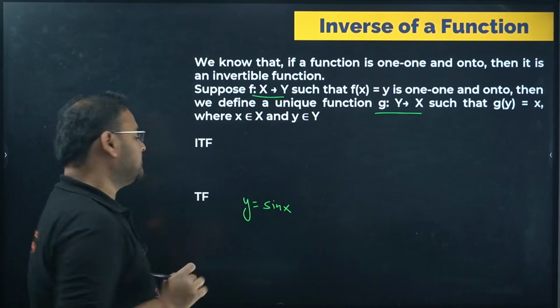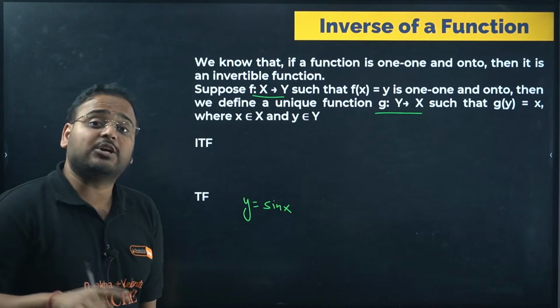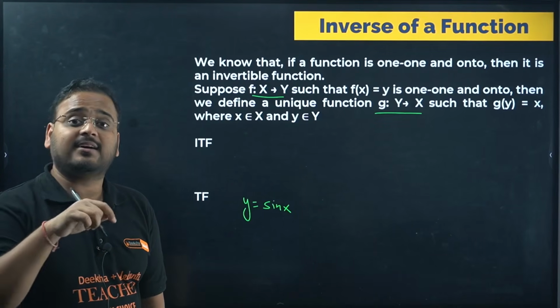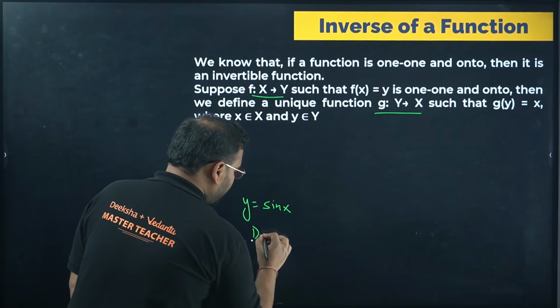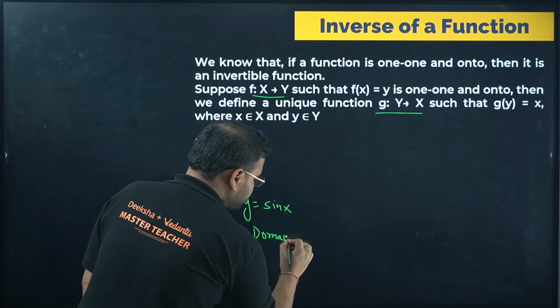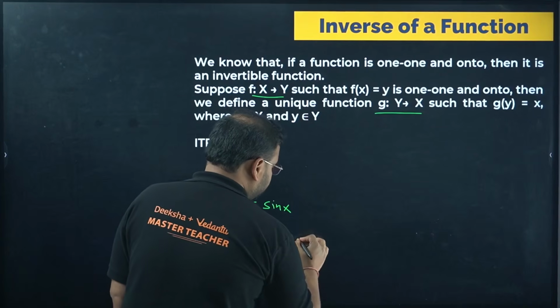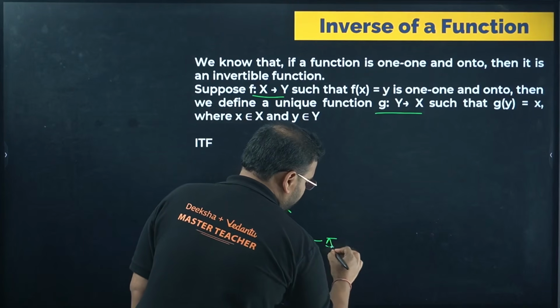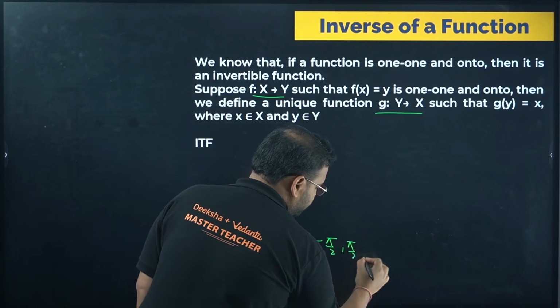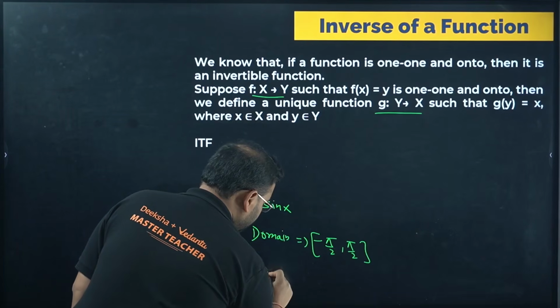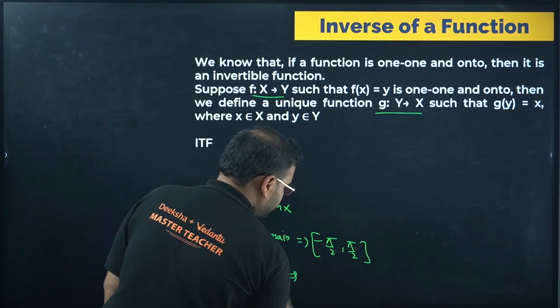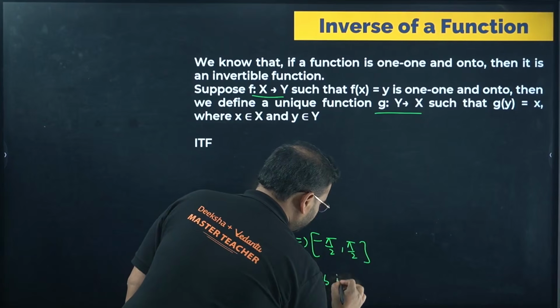this is a function. Now we'll not write the original domain that we write for sin x. We'll write the restricted domain. So domain will become what? Check, guys. Domain will be over here, minus pi by 2 to pi by 2. What is the range? The range will be, check here, minus 1 to 1.